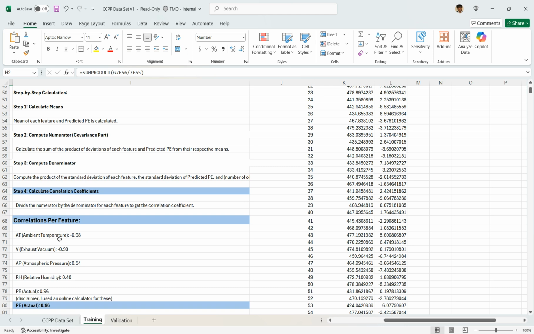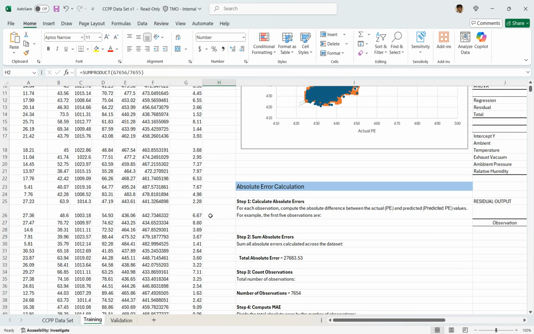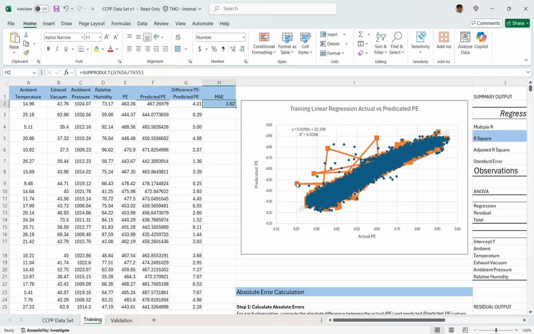This actually tells us that the ambient temperature has the largest negative impact. The ambient pressure has the smallest positive impact, and the RH and V both pull the output down slightly, and that will explain why you will see some of the feature points just outside the proximity there.